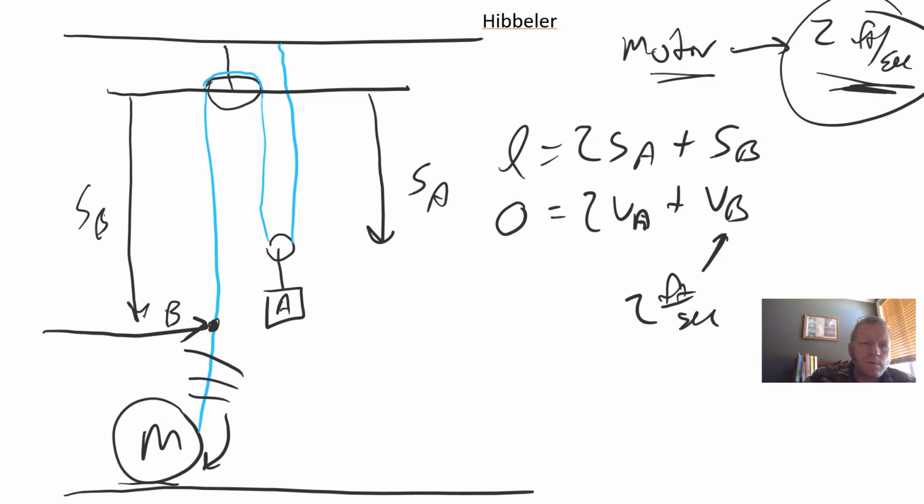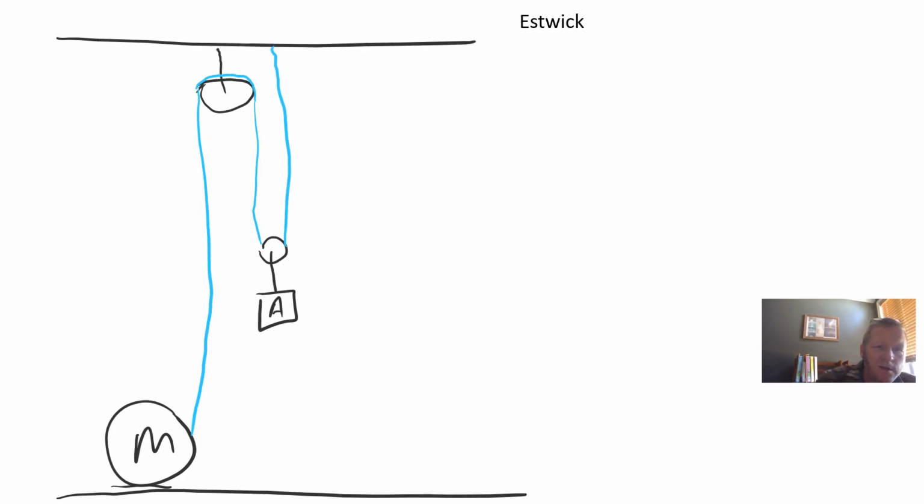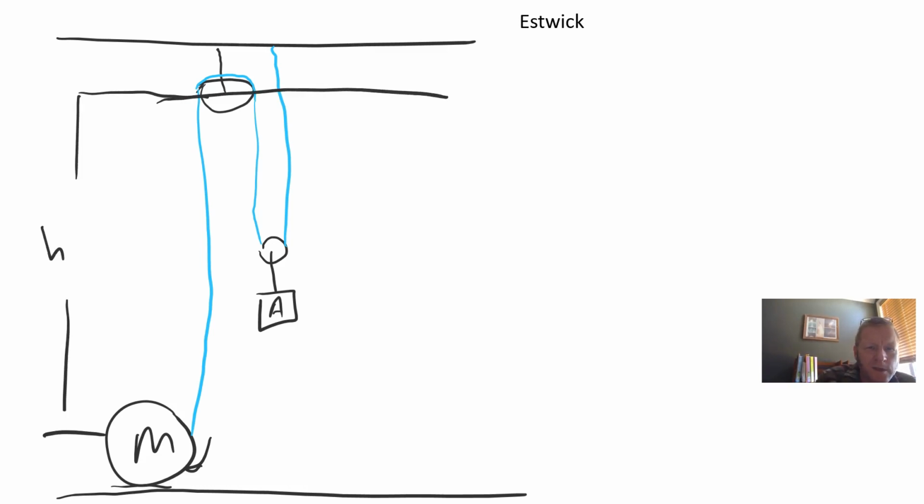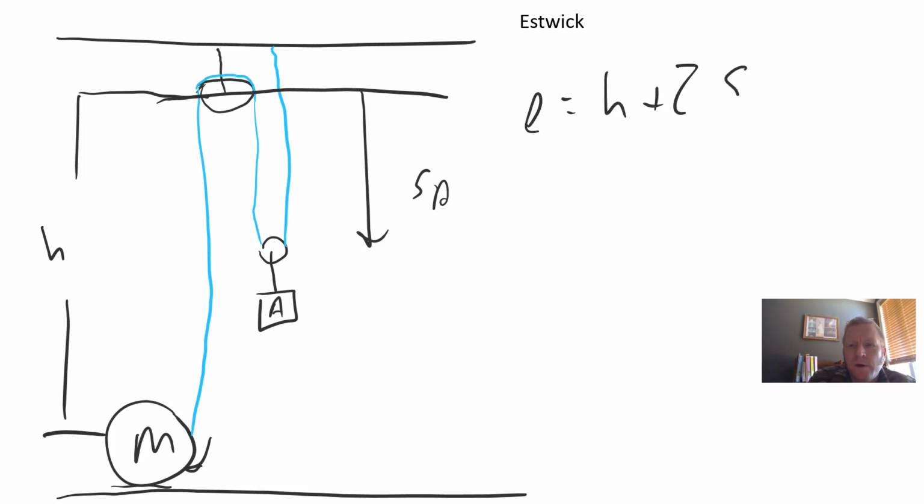What I don't like about that is, because in my mind, and I guess I play mental games too, the rope that's in play is getting shorter, because it's getting drawn up into the motor. So if I call this H, and draw my datum in the same place, call this H because the height's the same, and then same over here for SA for that datum, I have the length as H plus 2SA.